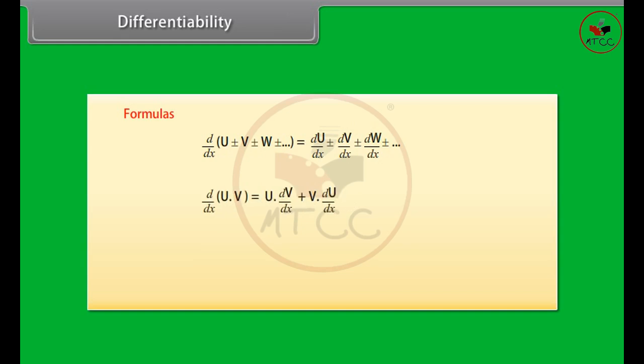Differentiability: formulas. d by dx of u plus minus v plus minus w and so on is equal to d by dx of u plus minus d by dx of v plus minus d by dx of w and so on. d by dx of u into v is equal to u into d by dx of v plus v into d by dx of u. d by dx of u by v is equal to (v into d by dx of u minus u into d by dx of v) divided by v square.